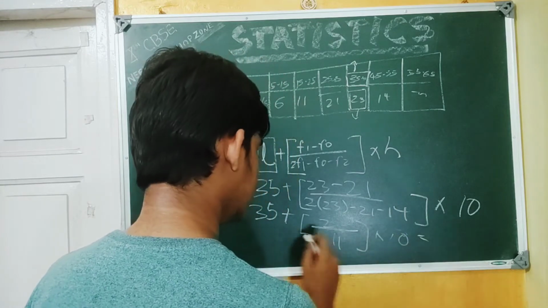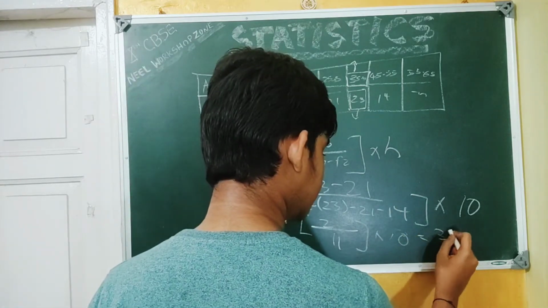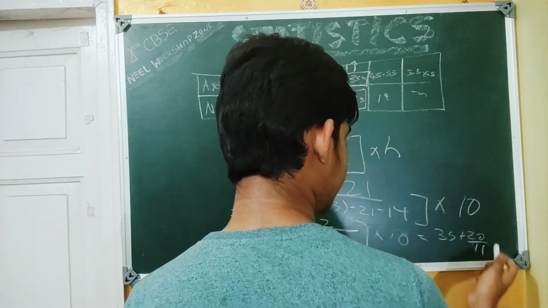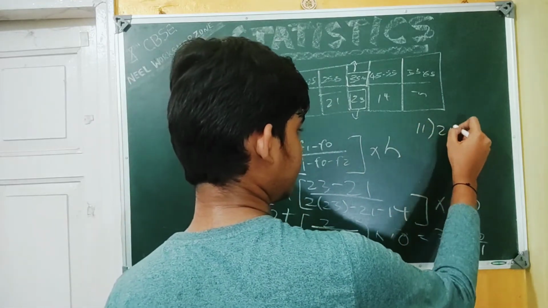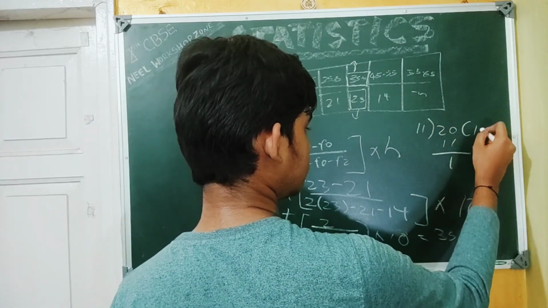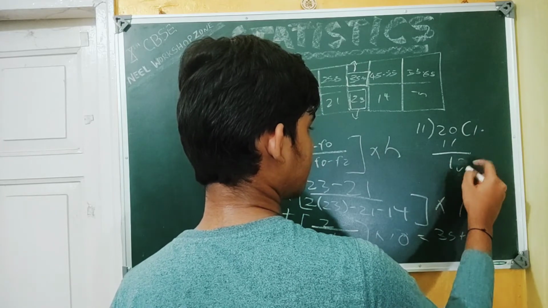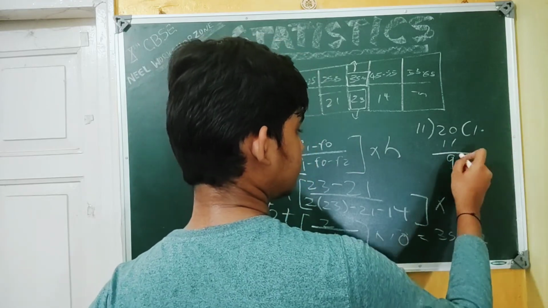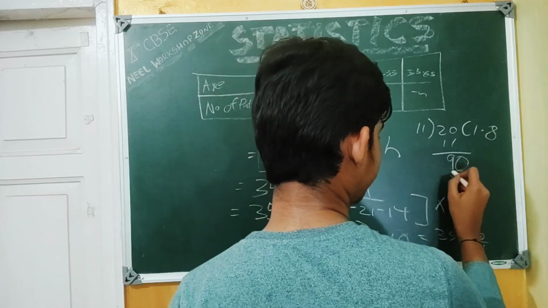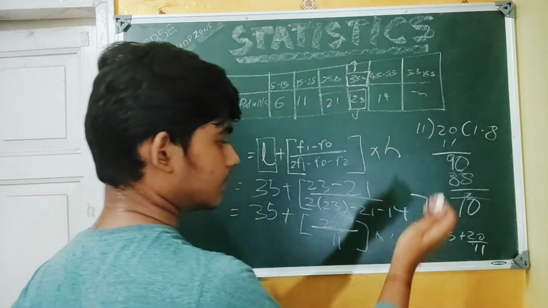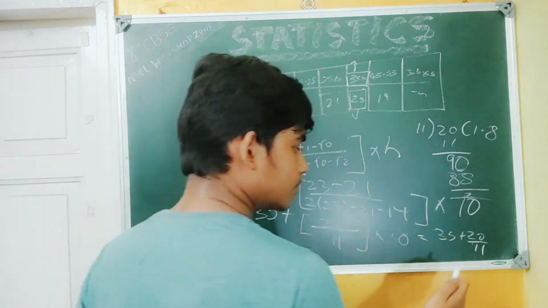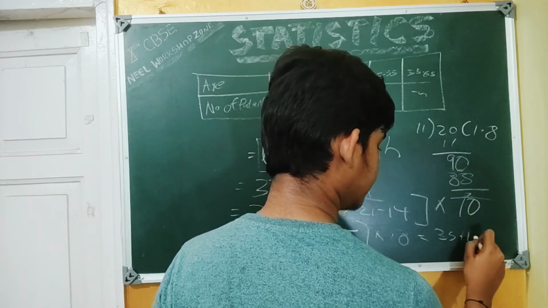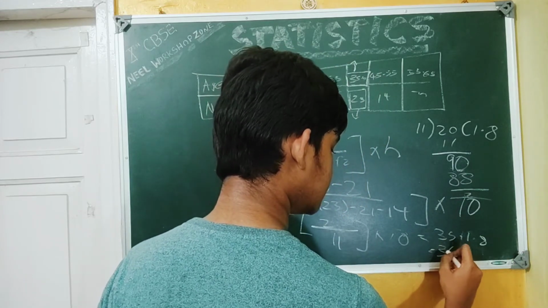Now let's continue over here. 35 plus 10 into 2 is 20, so 35 plus 20 by 11. Now let's actually do this division: 20 divided by 11. It goes on, so let's take 1.8 as the approximate value. So here 20 by 11 turns into 1.8. So the answer is 36.8.